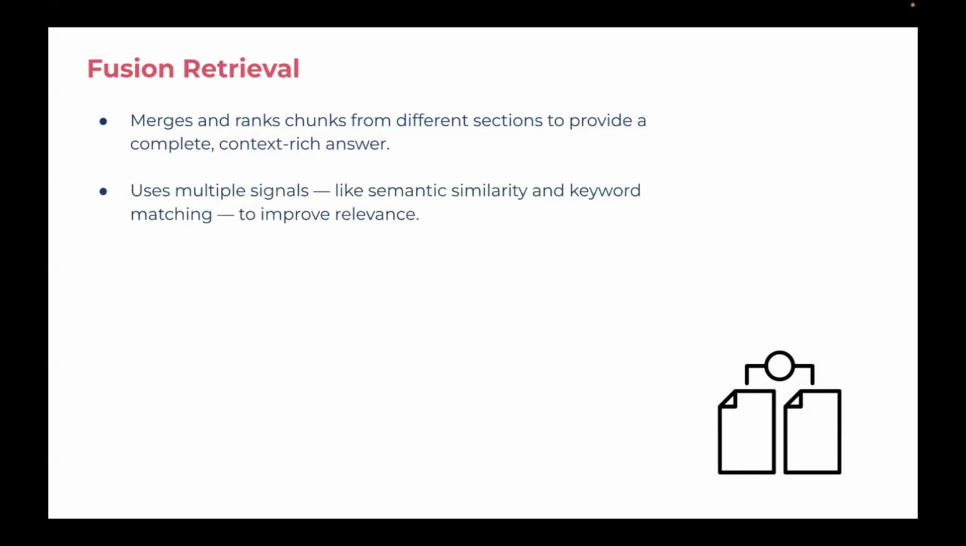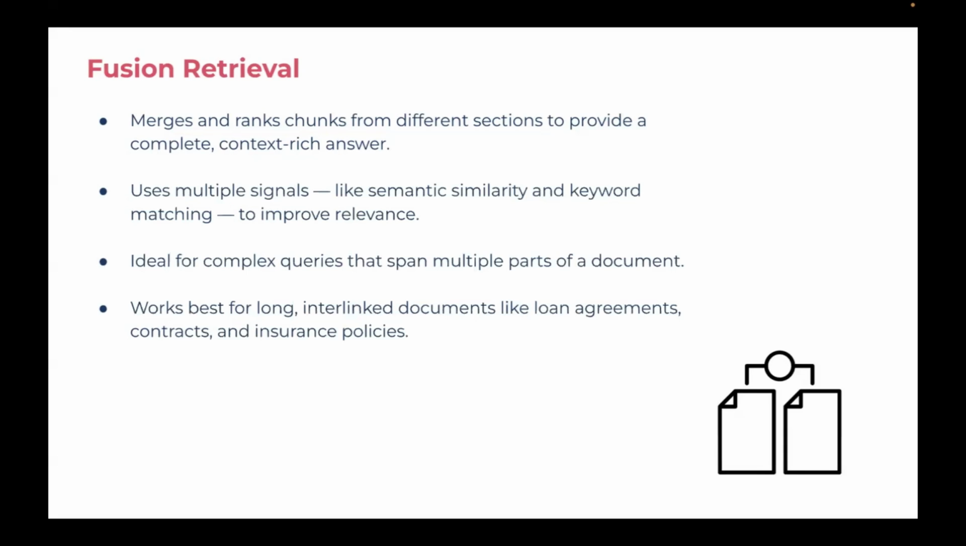For it to retrieve these chunks, it uses multiple strategies. It can use a semantic similarity match or a keyword match. It has its own algorithm for ranking. This is ideal for complex queries that span multiple parts of a document, and it works best for long, interlinked documents like loan agreements, contracts, or insurance policies. Up next, we have the sub-question retrieval.